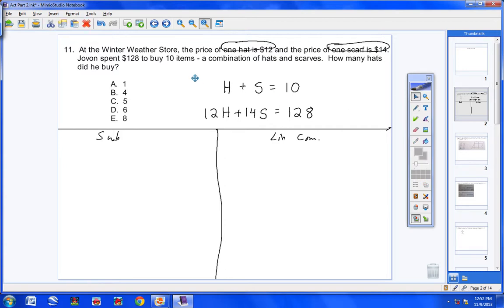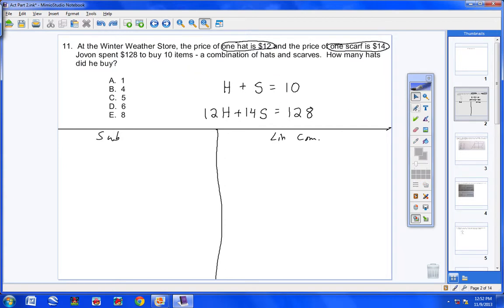So here we go. Did not mean to do that. There we go. Okay, let's deal with substitution. Do you see this equation? H plus S equals 10. If I brought the H over and made it a negative H like that, I would then have this right here. I would have S equals 10 minus H. So S equals this whole expression. So I could then substitute that in for S right here.